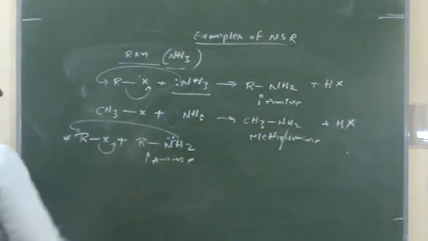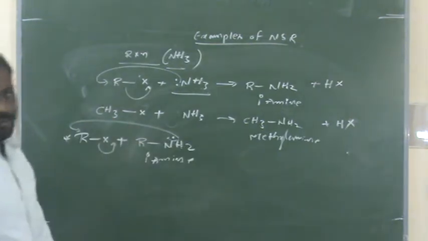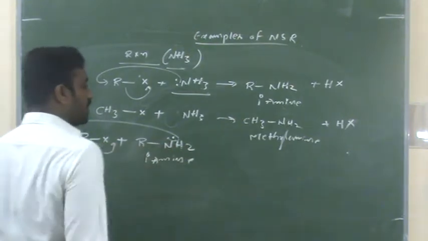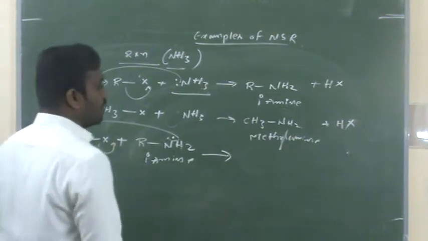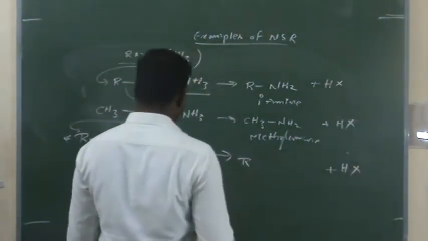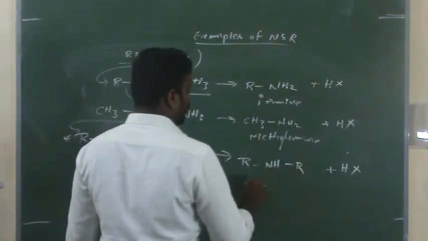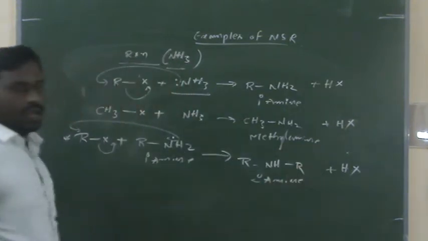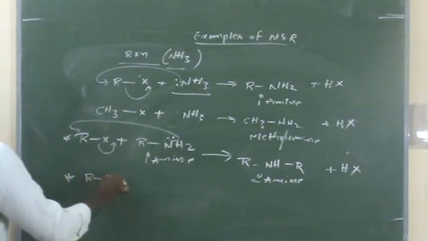This alkyl halide is reacting with the primary amine. The lone pair of electrons attacks in a nucleophilic substitution reaction, and this X and this hydrogen are removed in the form of HX. Then we get NHR, and this is called a secondary amine.